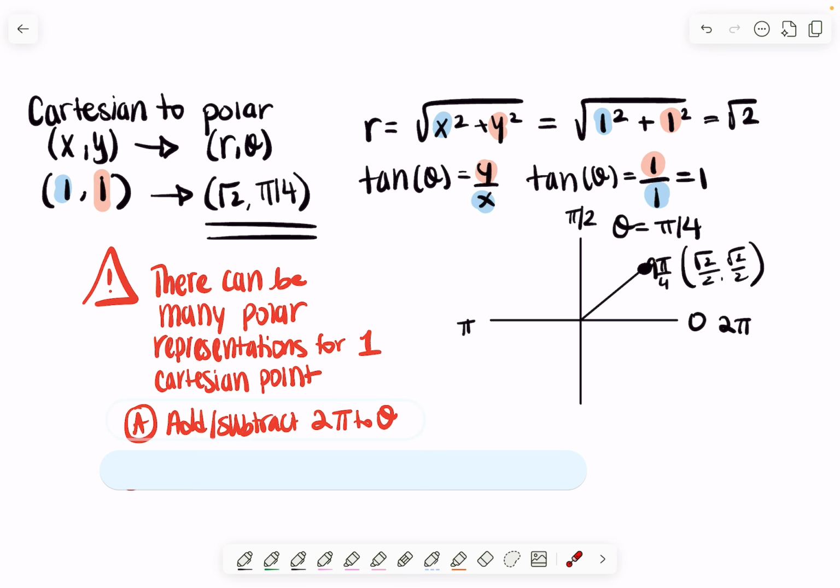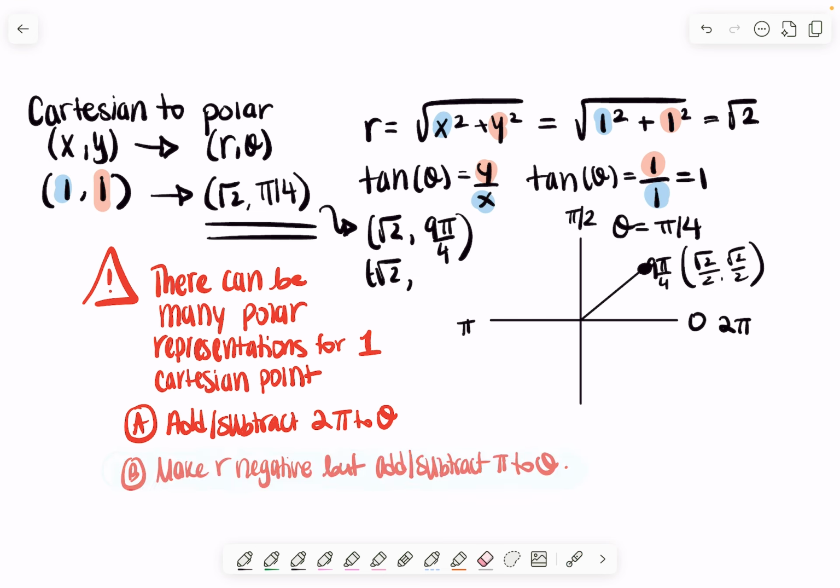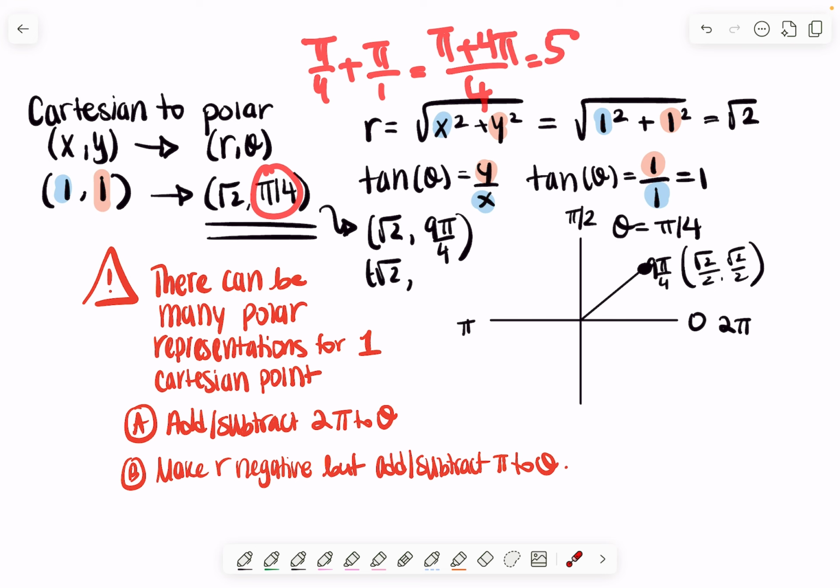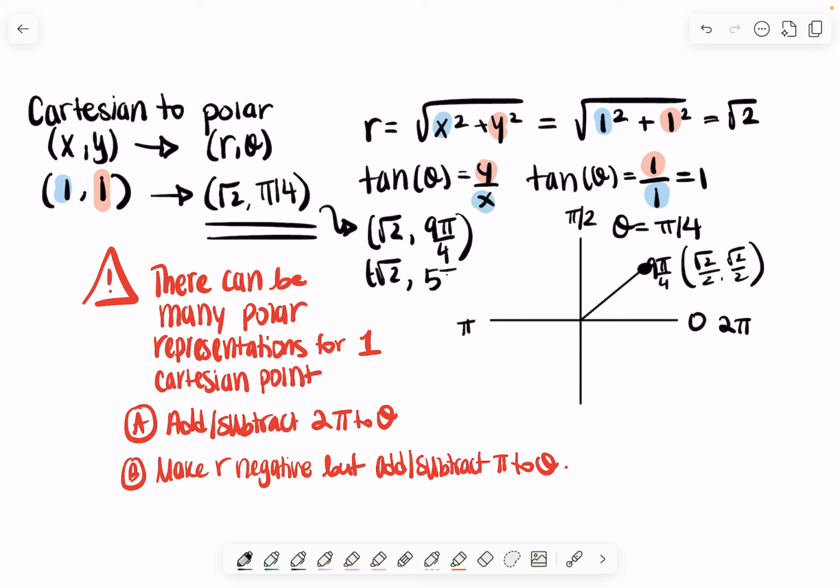So all you have to do to get other representations is just add, or we could subtract, we can go the other way, we can revert back 2 pi to your theta. So one would be 9 pi over 4 if we add 2 pi. Another thing we can do is we can make our r negative. So if we do that, make this negative, the rule is that we would have to add or subtract pi from theta. So we would take pi over 4, and let's say we were to add pi, that'd be pi plus pi over 4, that'd be 5 pi over 4. So then this would be 5 pi over 4.